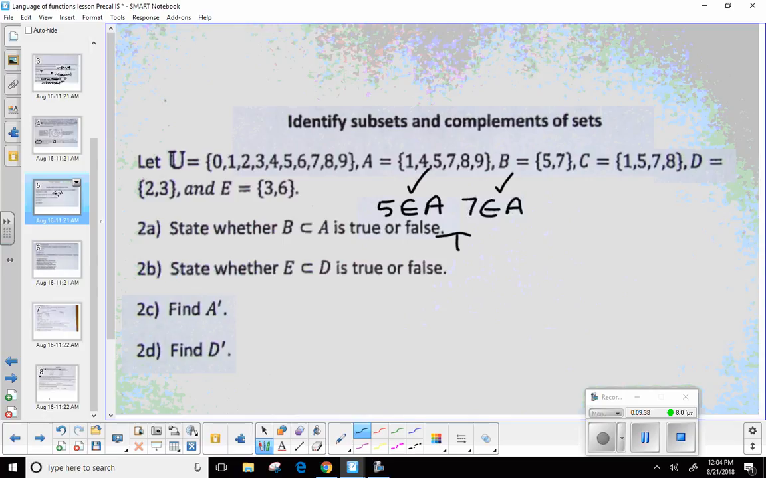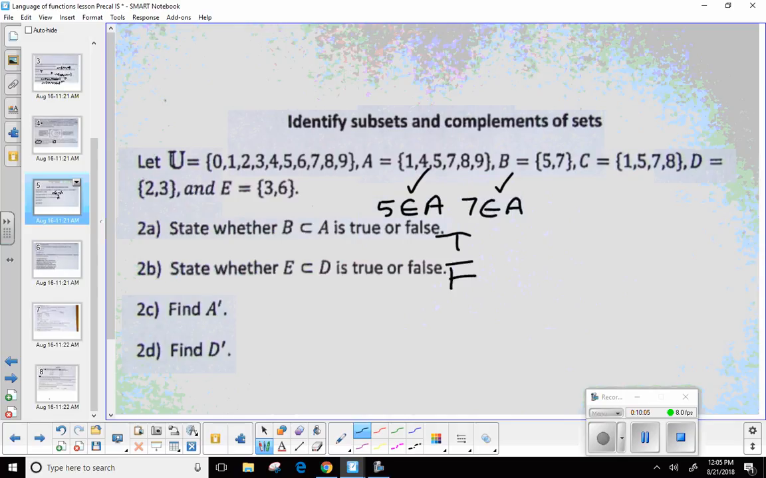State whether E is a subset of D. So, you're saying false. Why? Now, see, 3 does belong to set D, right? But does 6? 6 does not. So if all the elements of one set don't belong to another, you can't say it's a subset. So that's false.